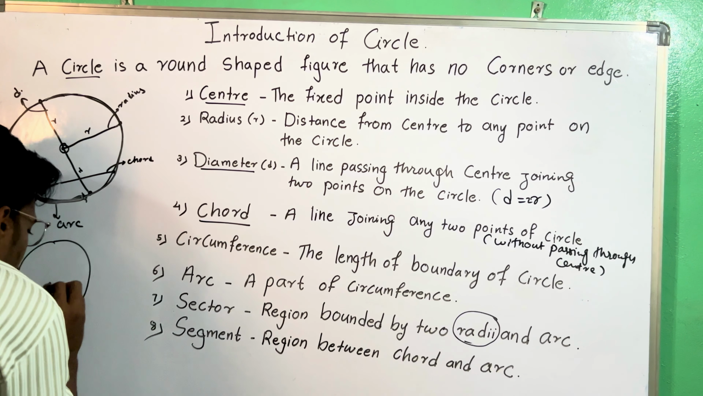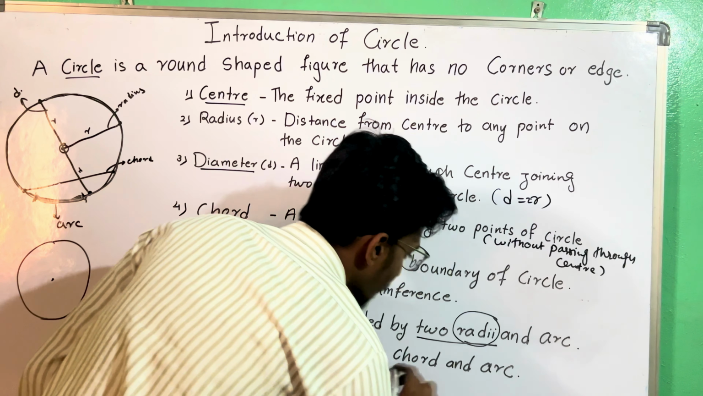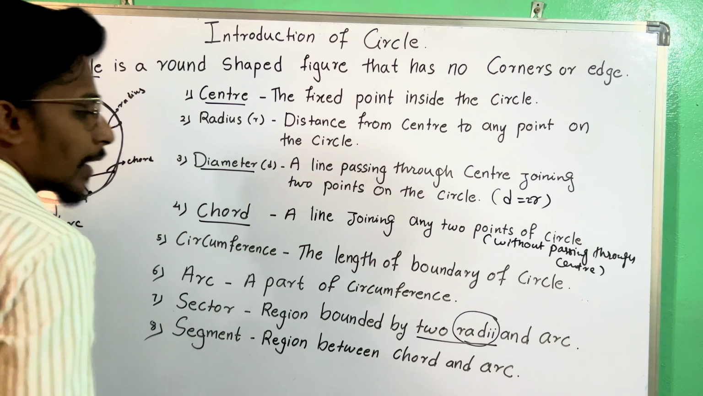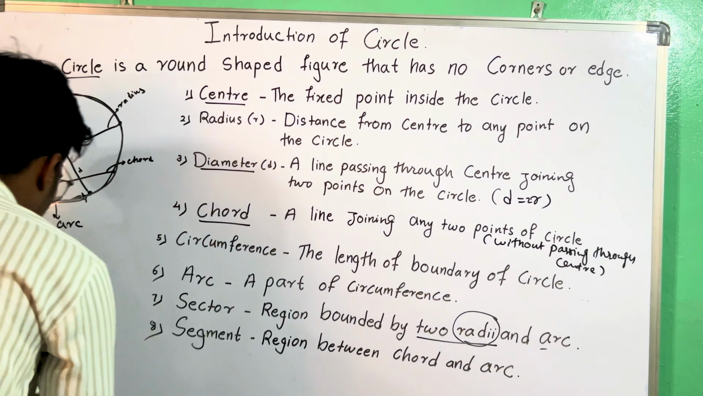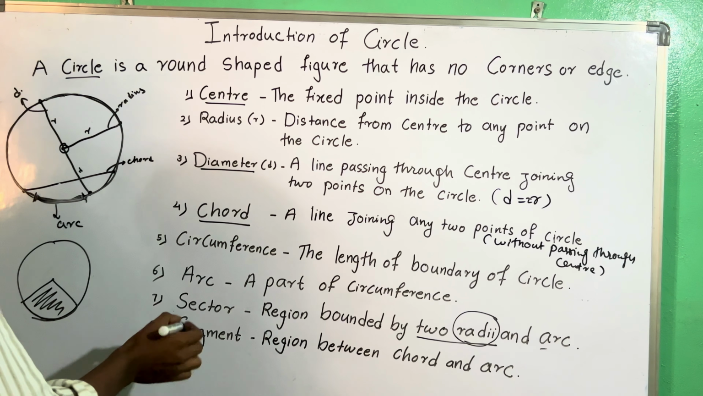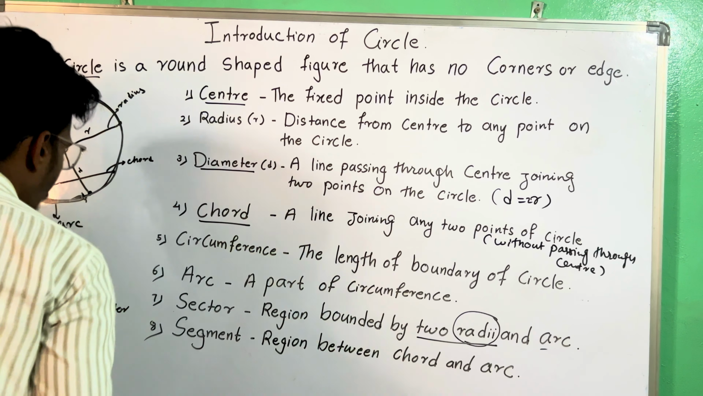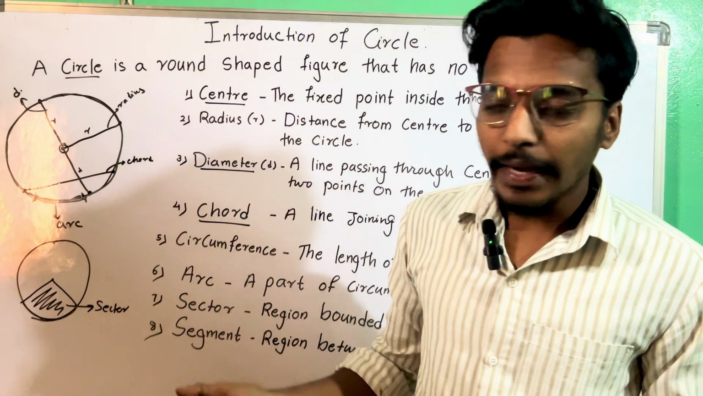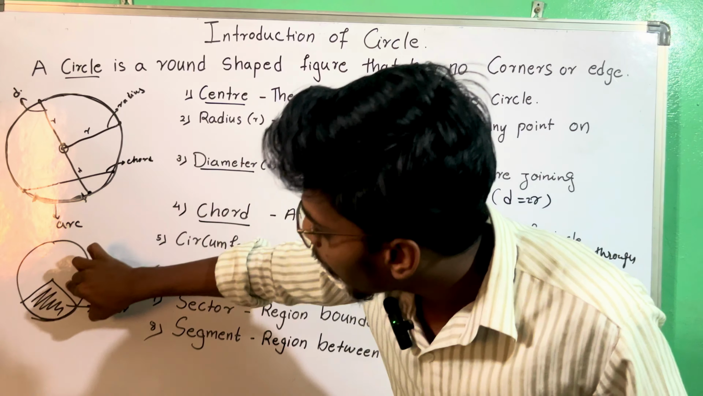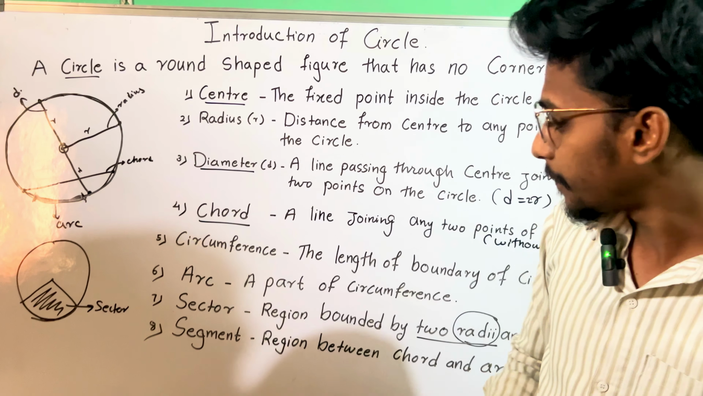This is our circle, this is our center. What is a sector? A region bounded by two radii, one radius, two radii, and an arc. This region is called our sector. You can see there are two sectors. This one is the minor sector and the remaining is called the major sector.